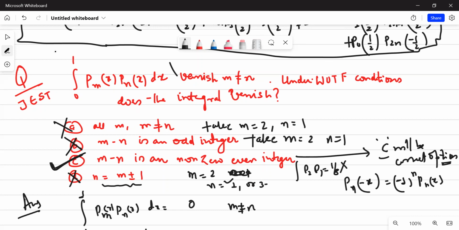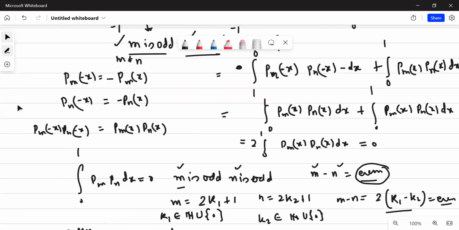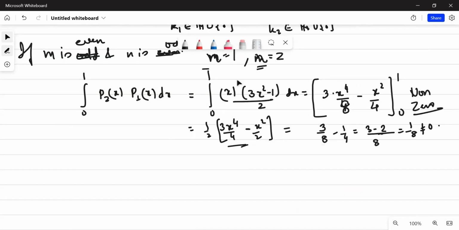I hope it is clear. This is quite clear to you. This was asked in the JEST exam, and certainly we are going to do a few more questions as we go along. Till then, take care.